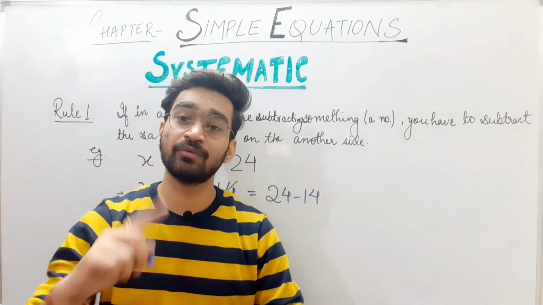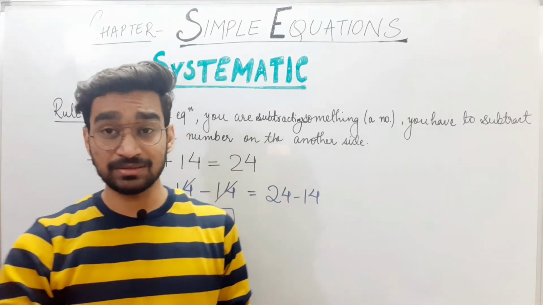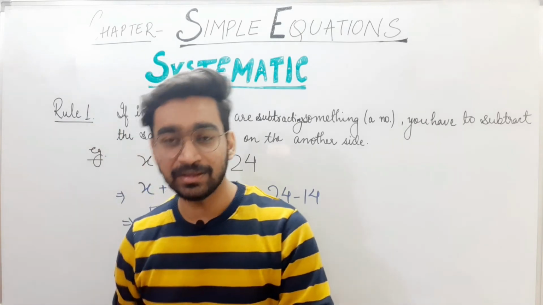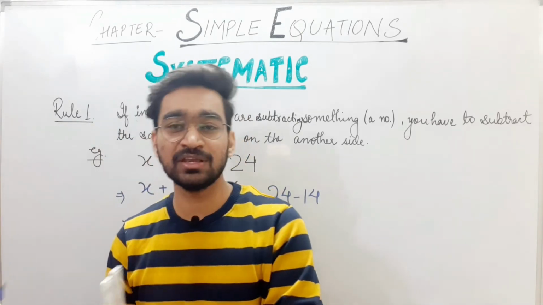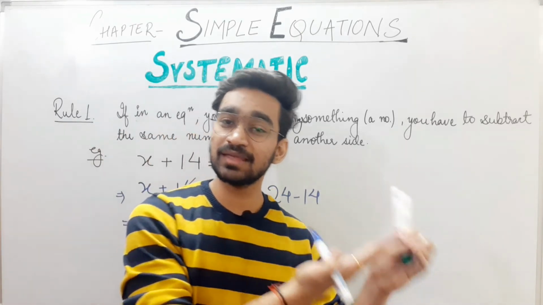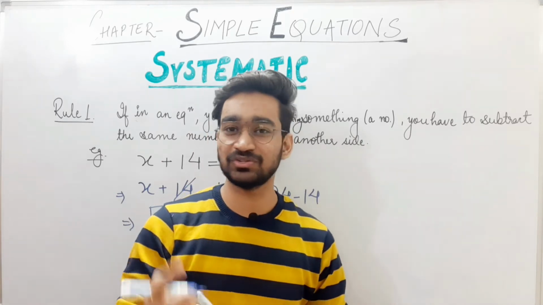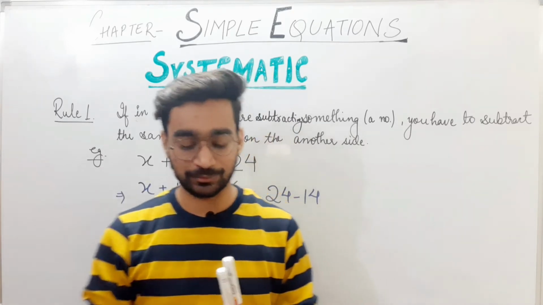Now let's check what rule number 3 is. Rule number 3 is easy. It says that if you are multiplying a number on one side of the equation, you have to multiply the same number on the other side of the equation. Let's see it on the board also.